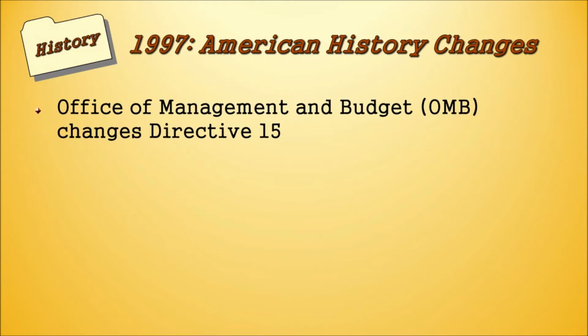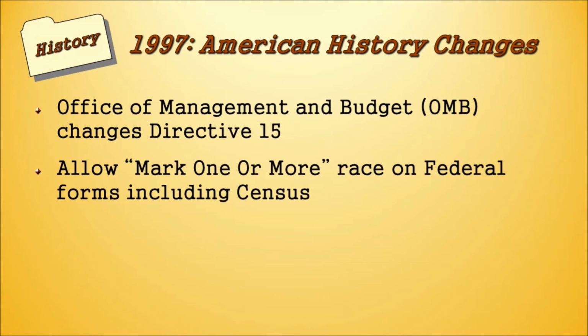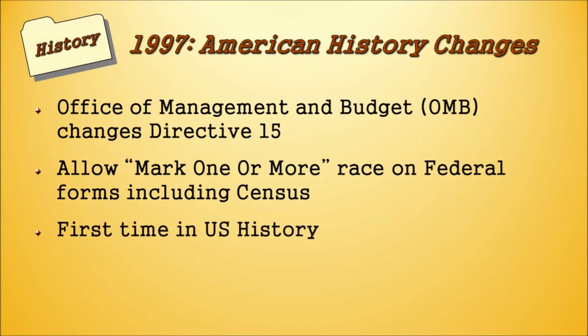The modern multiracial movement was successful in convincing the Office of Management and Budget, known as the OMB, the department that oversees the census, to revise their standards for collecting race and ethnicity, known as Directive 15. And they changed it to allow people to mark off one or more races on the federal forms, including the census. Now, this is the first time in U.S. history that such an option existed.